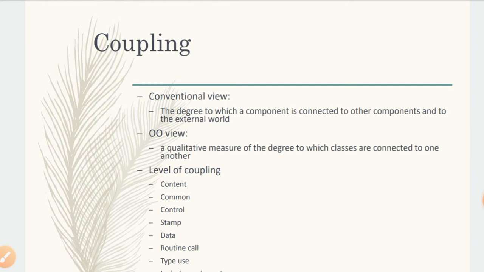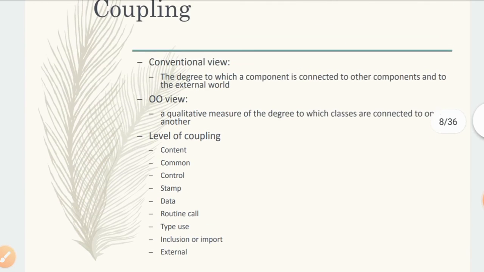And the levels of coupling are content, common, control, stamp, data, routine call, type use, inclusion or import, and external, such as the content of your document, what are the common factors of your document or your printer, and the stamp, what data it is printing. Is it okay for you, or is the print too light, or too dark? These can all be adjusted during your printing. This is the coupling.